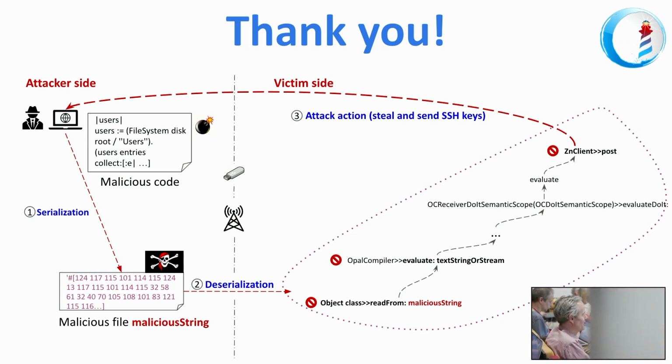So the vulnerability you showed was that the Pharo object read from calls the compiler evaluate, which can insert arbitrary code, so that's scary. But in what scenario can the outside attacker reach that part, call the object read from? What is first then?